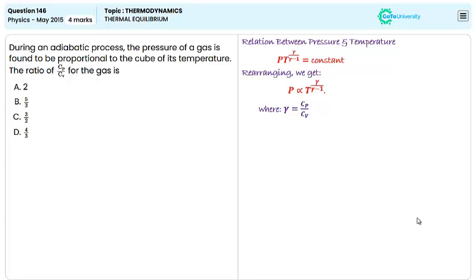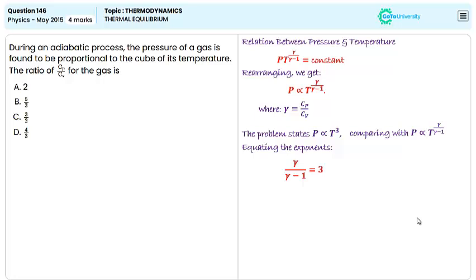Comparing this with the expression P is proportional to T to the power gamma by gamma minus 1 and equating the exponents, we get gamma by gamma minus 1 is equal to 3. Solving for gamma, we have gamma by gamma minus 1 is equal to 3. Let us multiply throughout by gamma minus 1. So we get gamma is equal to 3 into gamma minus 1.